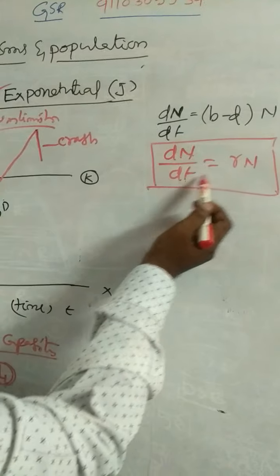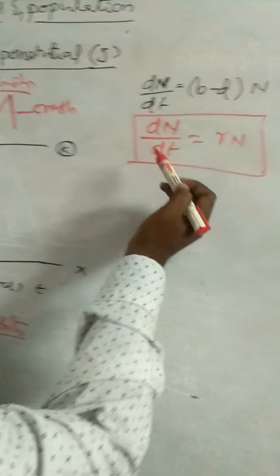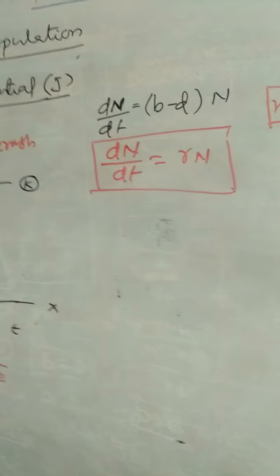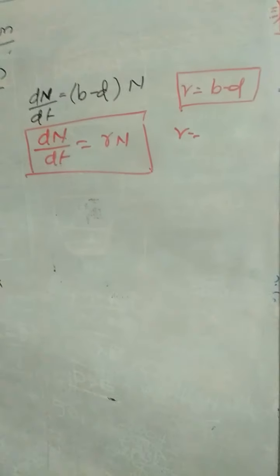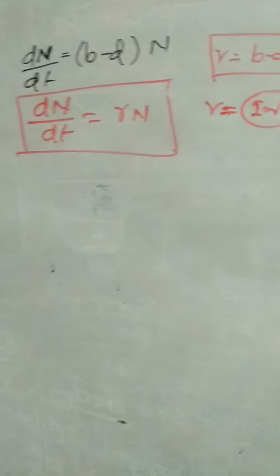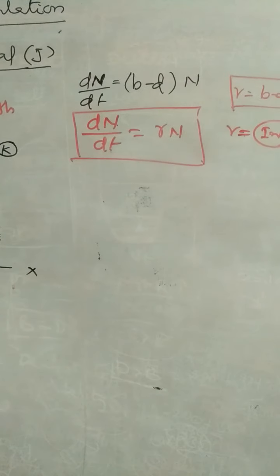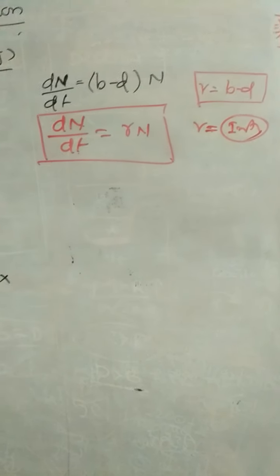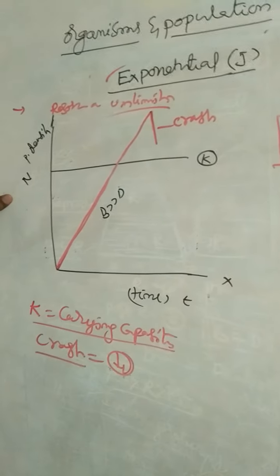Population change at time t is given by dn by dt is equal to rn. r is equal to b minus d. What is r? r is equal to birth rate minus death rate. r is the intrinsic rate of natural increase. r is equal to intrinsic rate, formula b minus d. dn by dt is equal to rn. That is the mathematical formula of exponential growth.